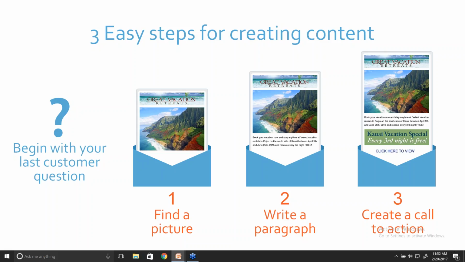Or I could use a cool infographic with that information. That's my image. Then I could write a few sentences explaining that I've written a blog on the subject and include a link to the blog post. That is my paragraph, and there's my call to action.